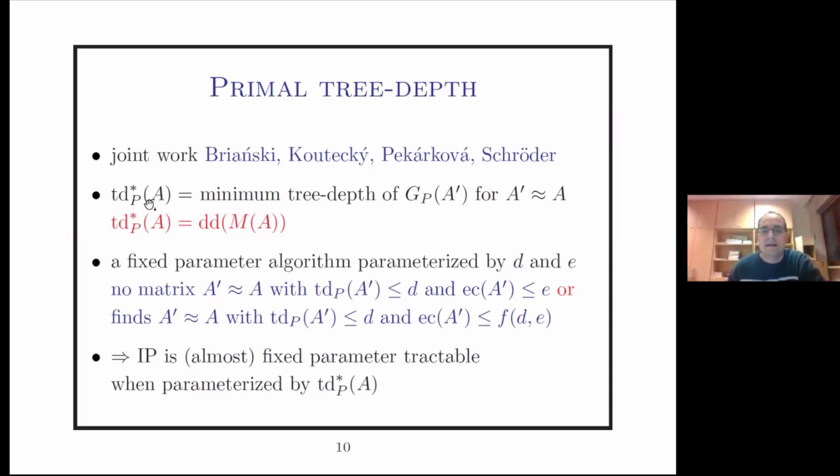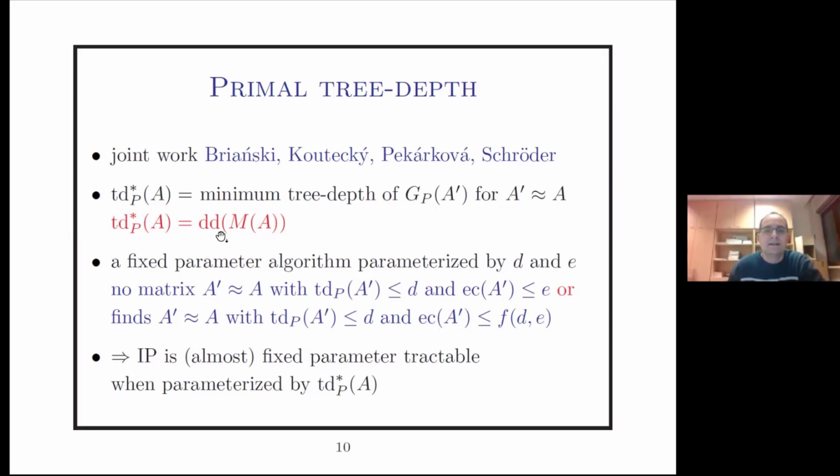So we're looking at the minimum possible primal 3-depth of a matrix that is row equivalent to the matrix A, and it is rather easy, even if it requires a small argument, to show that this minimum primal 3-depth is equal to the deletion depth.